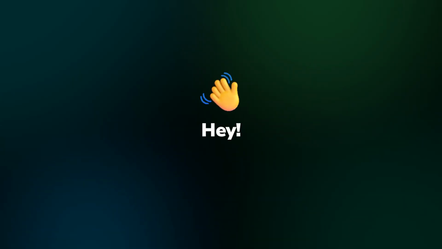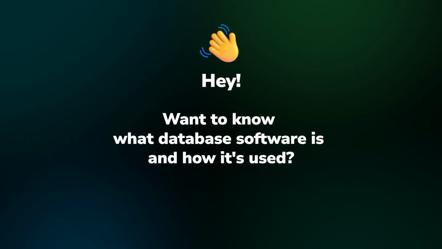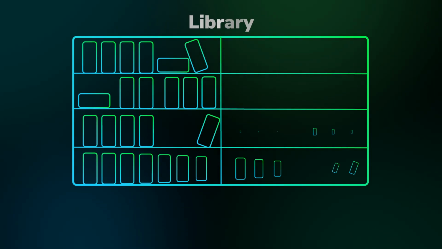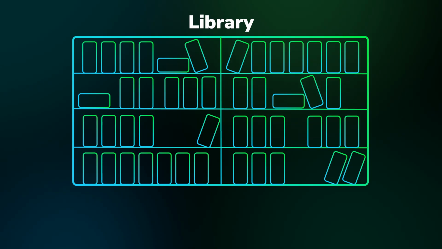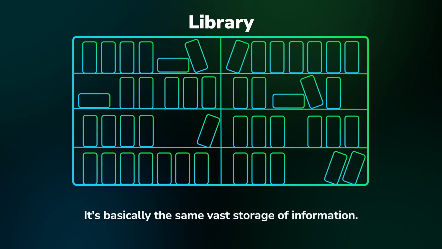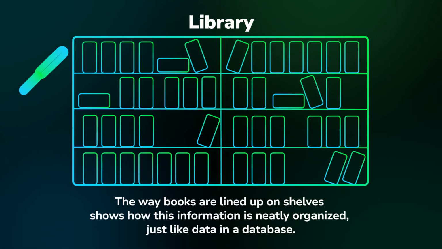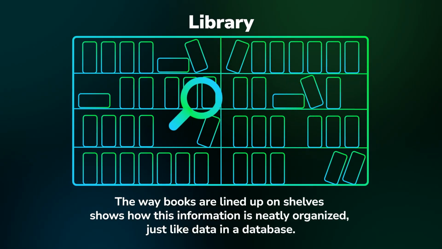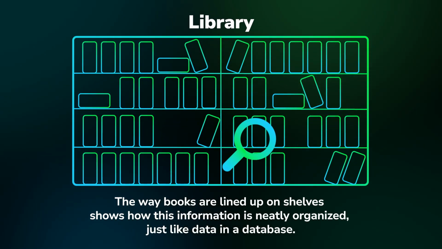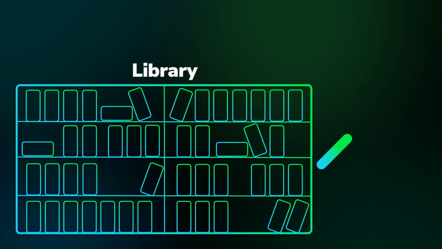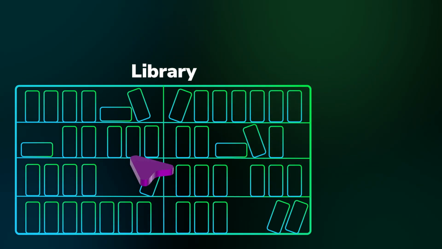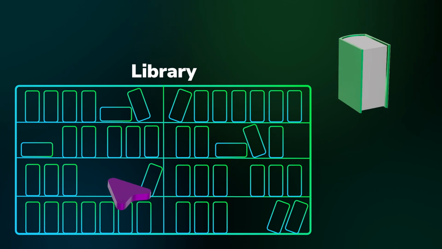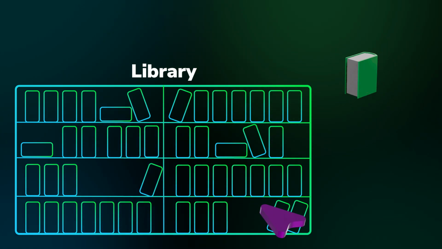Hey, want to know what database software is and how it's used? Let's see. To understand what database software is, let's think about a library. It's basically the same vast storage of information. The way books are lined up on shelves shows how this information is neatly organized, just like data in a database. Librarians play a crucial role here. They help everyone find exactly what they need and make sure that books are returned and shelved correctly.